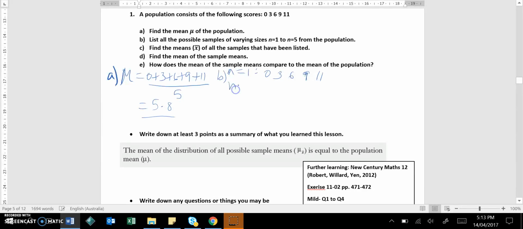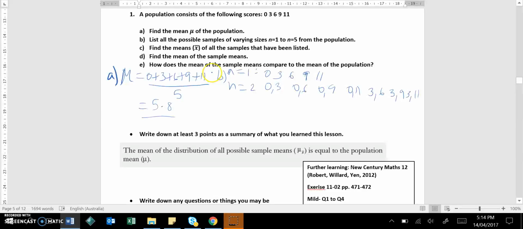For n equals 2 then, that's saying what are all the possible combinations you could make with two things. So for example, you could have 0, 3, 0, 6, 0, 9, 0, 11, and then you can go on. So you would have 3, 6, 3, 9, 3, 11. Now, it's an unordered selection, so the order doesn't matter, so we don't then write 3, 0, 6, 0, because it's the same. So that's important to think about.